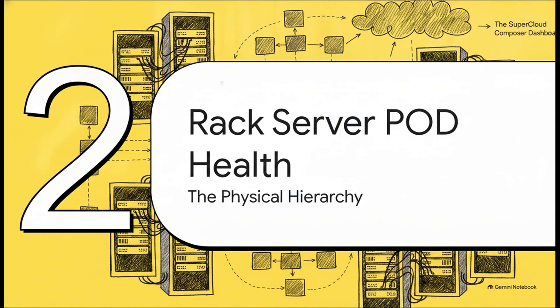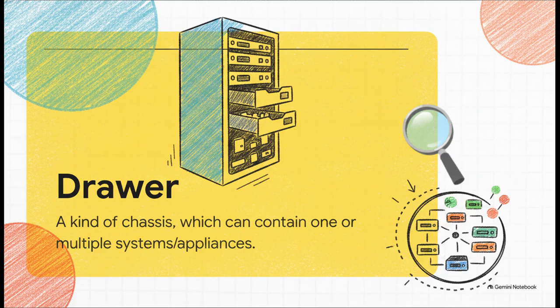Moving right along to Section 2, Rack Server POD Health, focusing on the physical hierarchy. This is where we see how the software actually maps out to the real physical hardware sitting in your data center. Now, to really grasp this, we need to get our terminology straight. Specifically, what's a drawer? Well, according to the glossary, a drawer is basically just a kind of chassis that holds one or multiple systems or appliances.